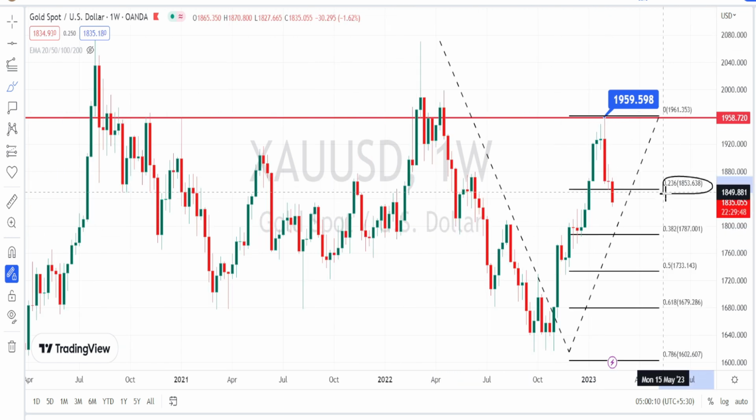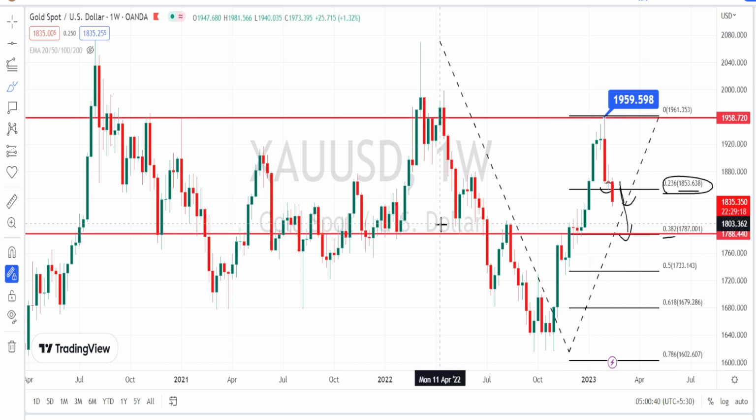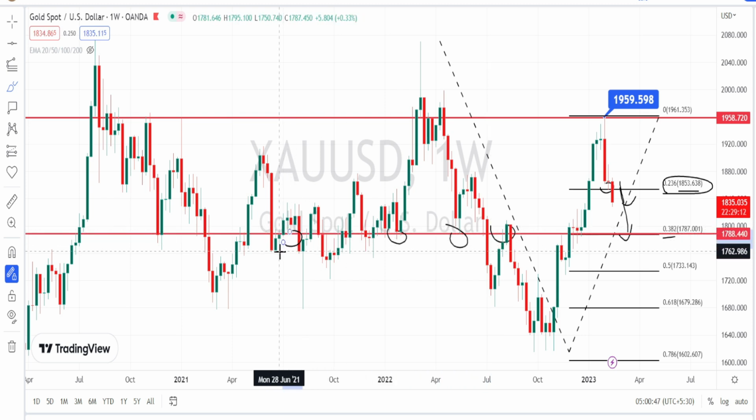In the Fibonacci tool also, I had indicated that 1854 was a strong support in the past price action, and currently we have noticed the price action break this support level of 0.23%, and the next level of support is going to be around 0.38%, and this level is also going to act as a strong support because in the past also we have noticed the price action consolidate within this support zone.